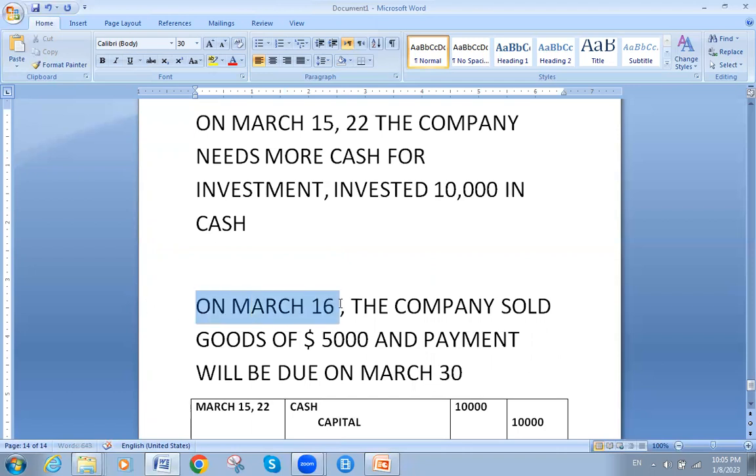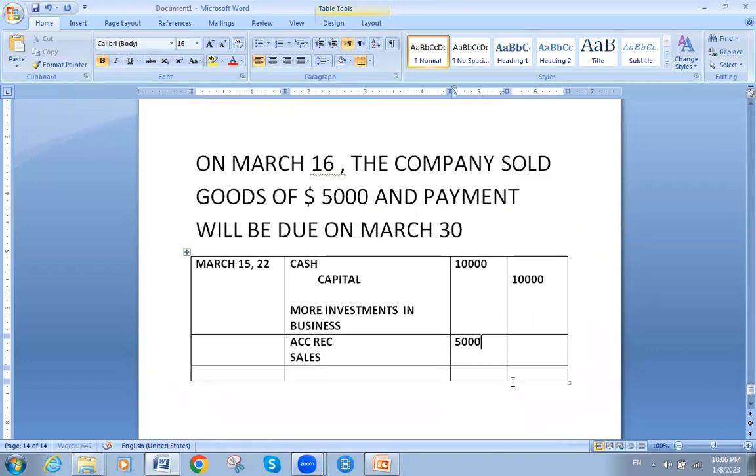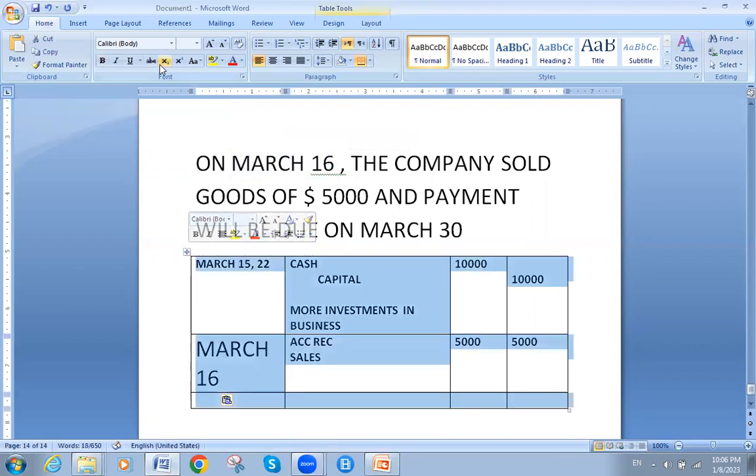So on March 16, we sold goods of $5,000, and those $5,000 will be due on March 30. So this is from account receivables to sales. We are selling here on credit. We didn't take any money yet. This is 5,000, and that will be March 16, from account receivables into sales.